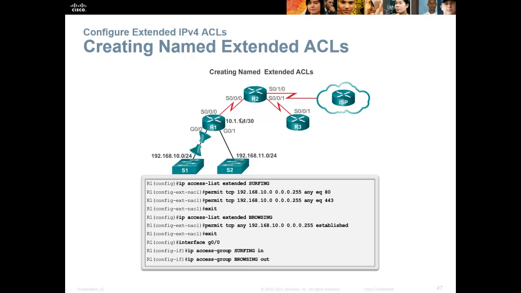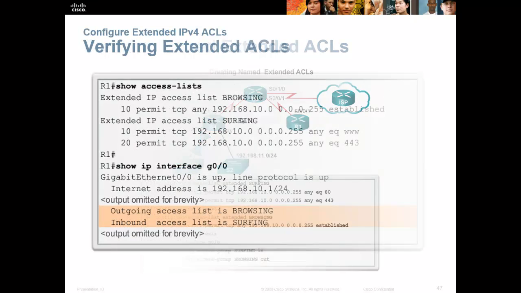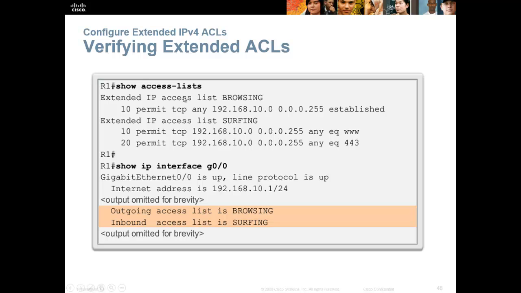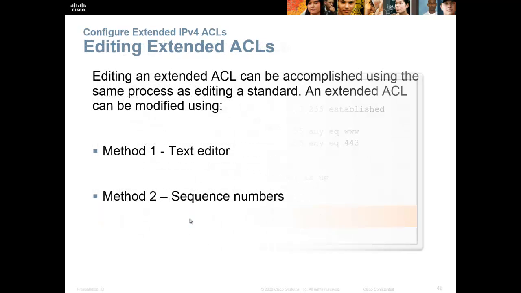All right, so how do you verify those ACLs? Remember, show access-lists just shows you the access lists that you've created. Then you have to go to the interface and look for the direction that you applied those in, or whether you applied them on the interface. All right, so editing extended ACLs, remember, exact same two methods. You can use a text editor, so you can do the show ACL, copy it, move it over to a Word or WordPad document, make your changes, and then go back to the router, delete the ACL, and then paste your changes to recreate the ACL. Or you can use sequence numbers when you do your permit and deny statements.